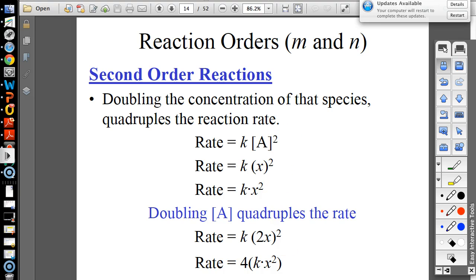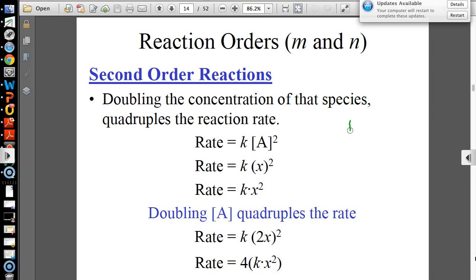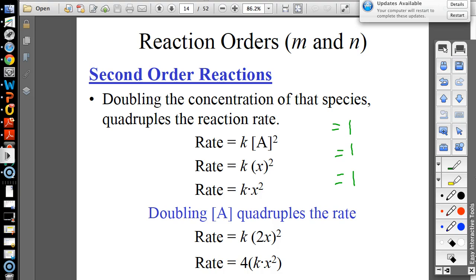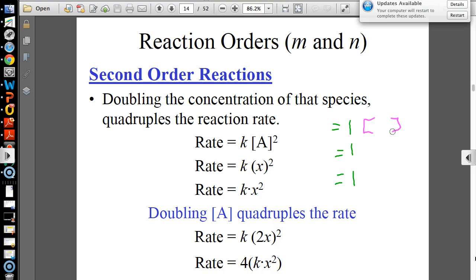And so let's get some numbers again. Let's go back to 1. So 1, 1, 1. Those are my k's. I'm just setting them up, right? And I'm going to make it equal to my rate. And now I'm just going to put in some concentrations here. Let's just start, I guess we can do 1, right? And then this one we'll do 2. And we'll do 3.